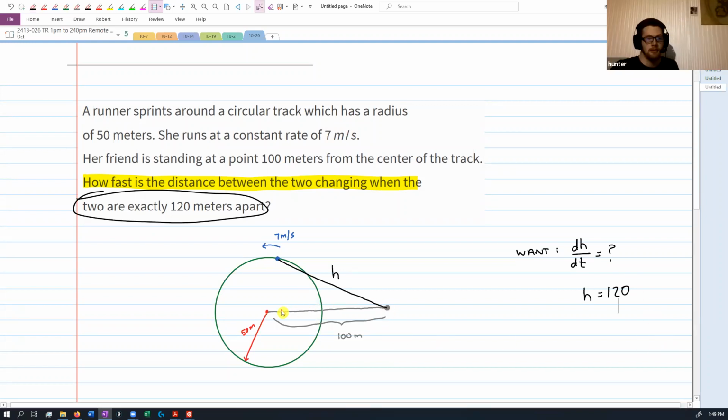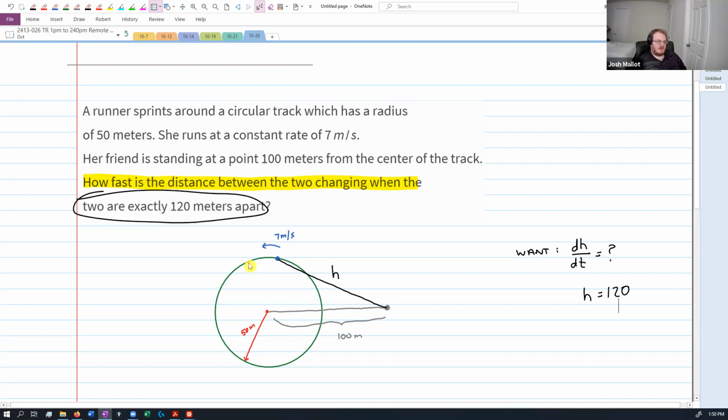From here on the right, if she's 100 meters from the center, and she's on the far side, she's 150 meters away. So 120 would be somewhere in here, or probably down here. Isn't there two different points on the other side of that circle where she would be 120 meters away? So there are two answers, isn't there?